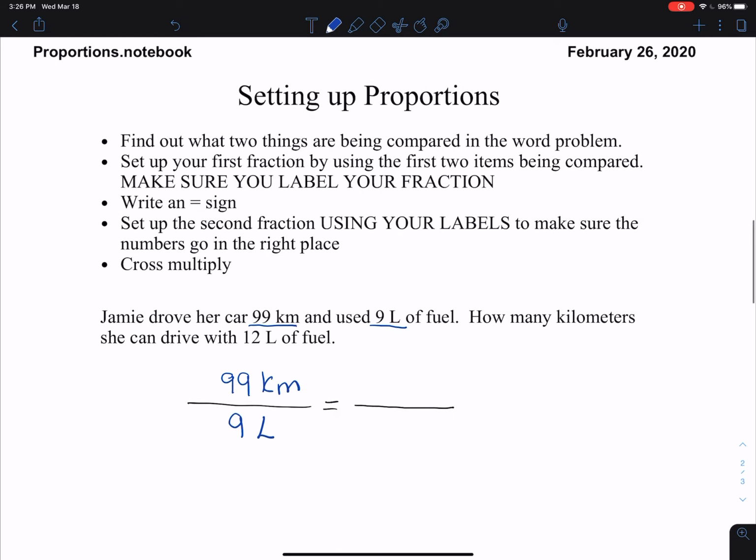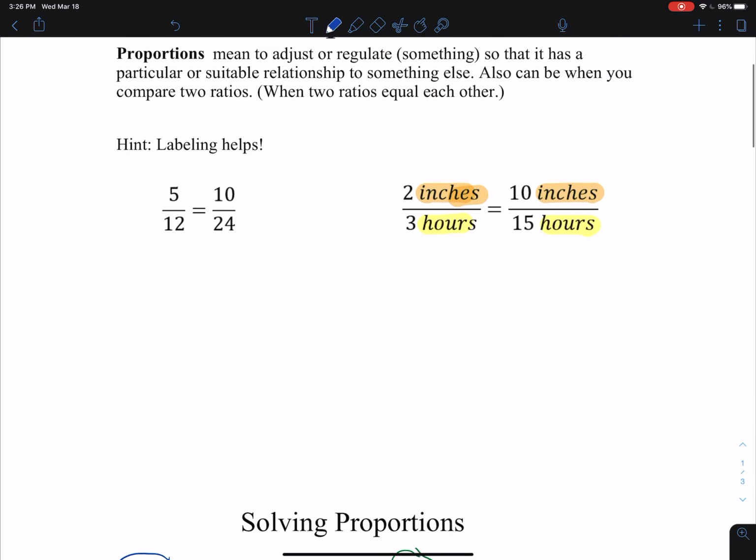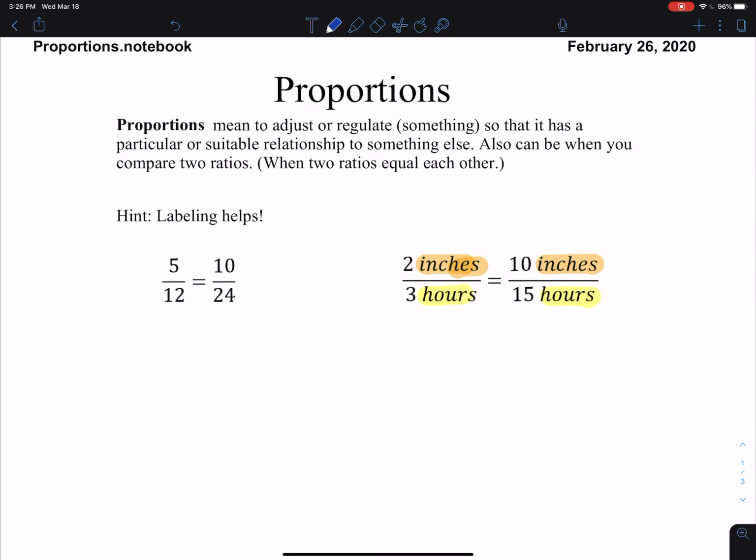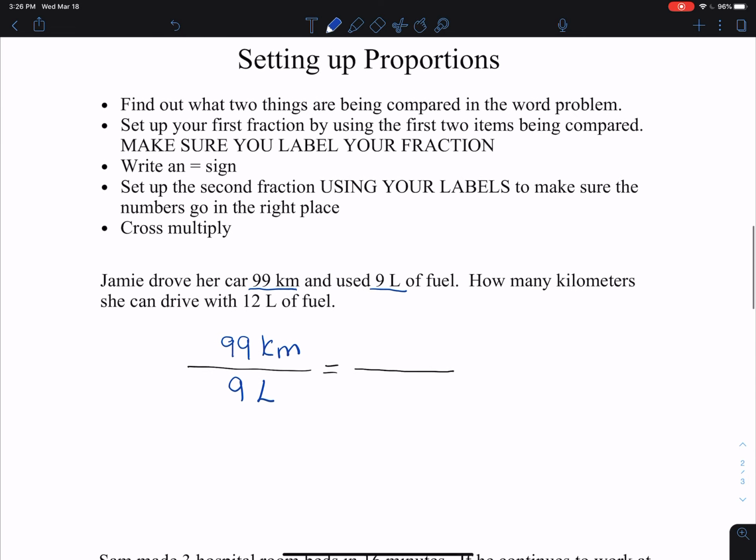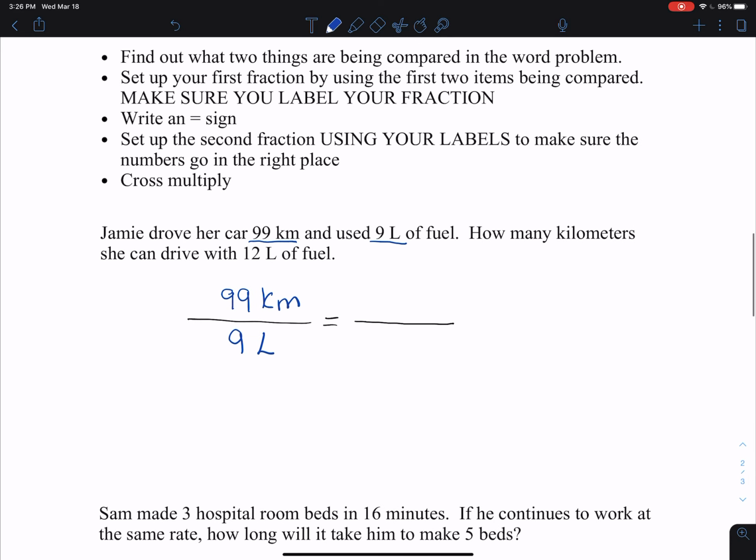Now I'm going to backtrack to our first example with proportions. Notice those like units were across from each other. Inches were across from inches and hours were across from hours. So in this example, I'm going to make sure kilometers are across from kilometers and liters are across from liters. If I look at the second sentence, it says how many kilometers. So I don't know the kilometers, I'll put the x there. Can she drive with 12 liters of fuel? So I'll put my 12 liters there.